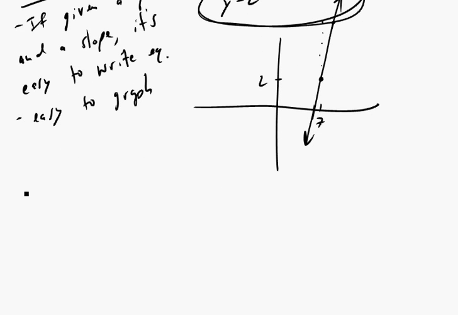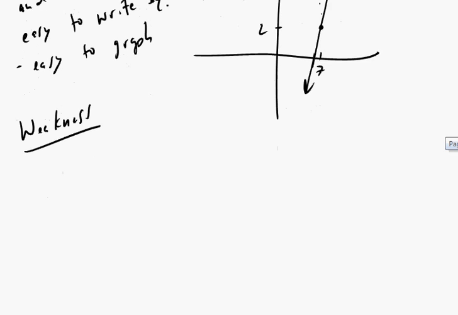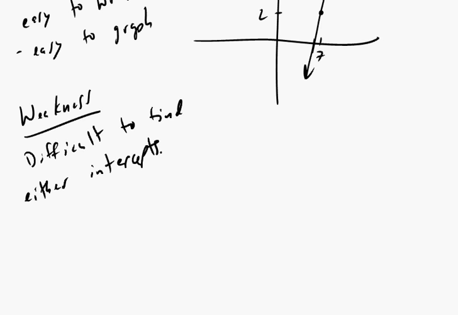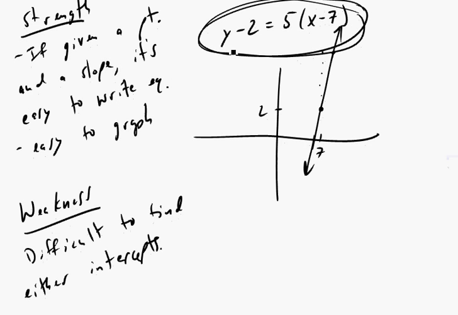Well, what are the weaknesses? I would say that one of the primary weaknesses is that it's relatively difficult to find either of the intercepts. So, if I gave you the equation y minus 2 equals 5 times the quantity x minus 7, I don't really know what the x-intercept is, and I also don't know what the y-intercept is without doing some work. So I would consider that to be a weakness.